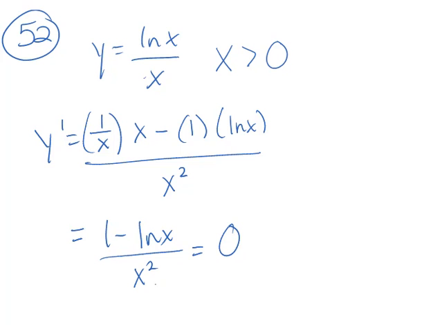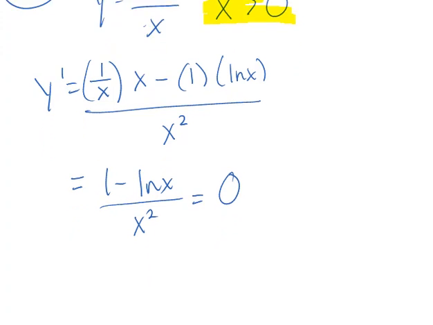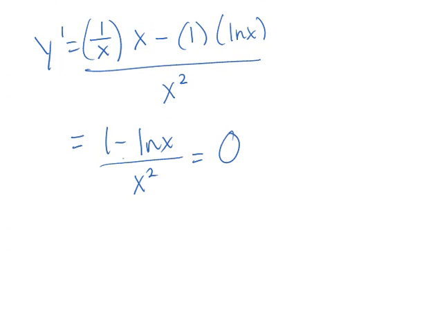Now let's tackle where it does not exist first. This function y prime does not exist when x equals 0, but notice that x equals 0 is not even in the domain of the original function. Because you're dealing with the natural log, this function is only defined for x greater than 0. So we don't have to worry about where the derivative does not exist because that's not going to happen. So we only have to worry about when the numerator equals 0, because that will be the critical number of when the derivative equals 0.